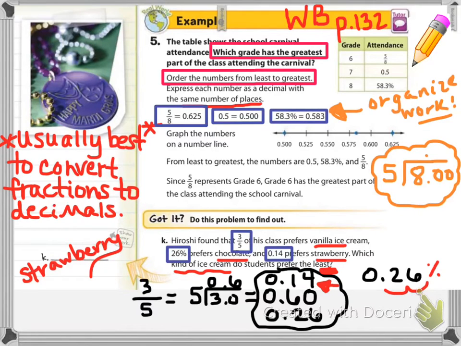3/5, I need to divide, or I could use one of the other methods of changing 5 to a denominator of 10 or 100. Either way works, and you would end up with 0.6. To keep all the decimals at 2 places, I annexed a 0, and you can tell then that the least would be the 14% of the people that voted for strawberry.